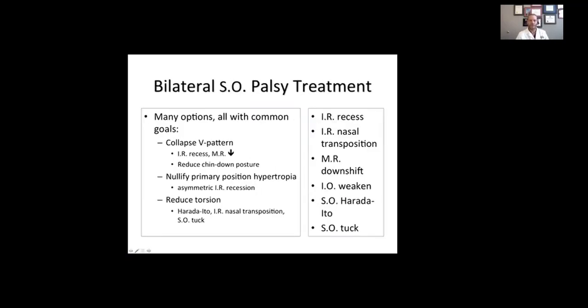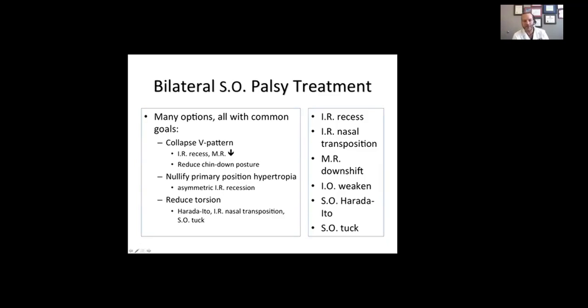All right. These are the treatment options for bilateral superior oblique palsies. And you can see why we had a lot of different answers on our polls. There are a lot of treatment options, but pretty much all of them have the same goal in mind. You need to find something that's going to collapse the V pattern. You need to nullify any primary position hypertropia that there is, and you need to reduce the torsion. And look at all these options, all these tools in our toolbox that we have.